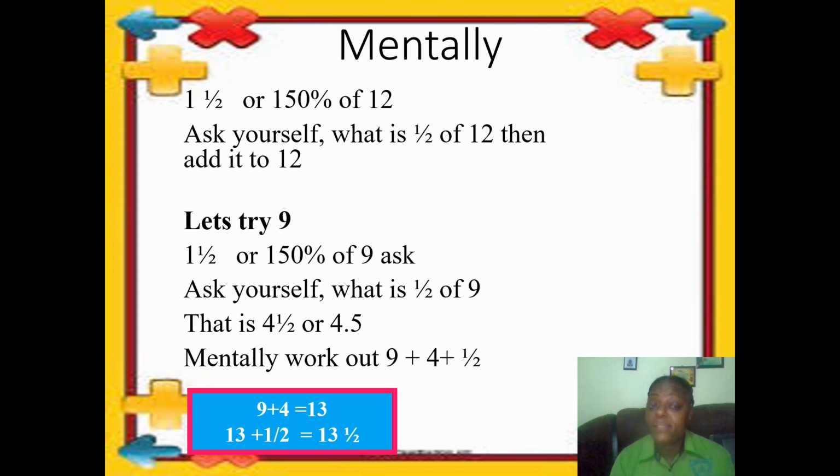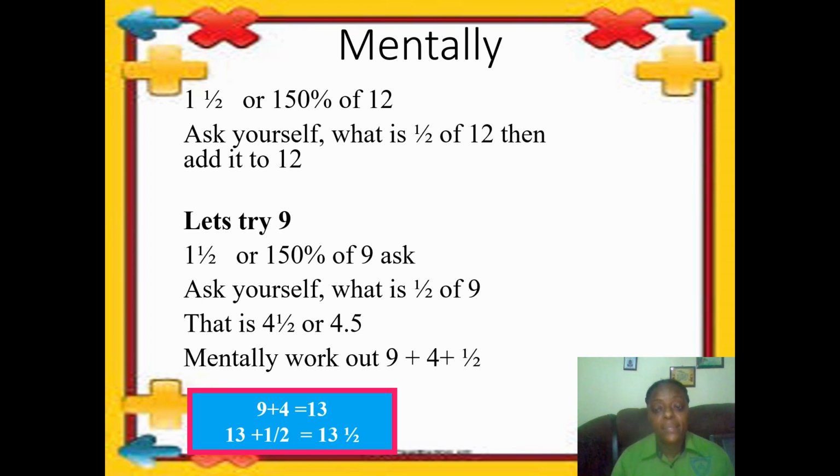Okay, so these are mentals. It's easy to find 1.5 or 150% of any number. Mentally, you just half the number and add what you get to the number itself. So look at 12, we say 12 plus a half of 12. A half of 12 is 6, 12 plus 6 equals 18.